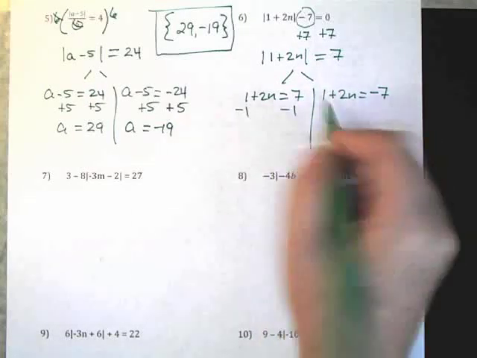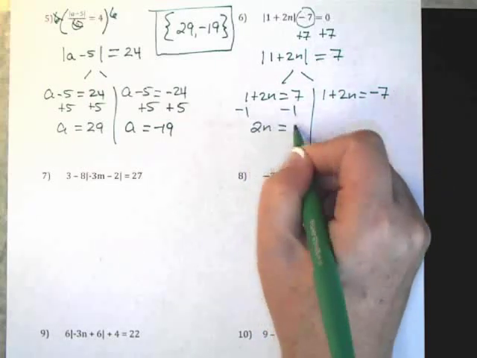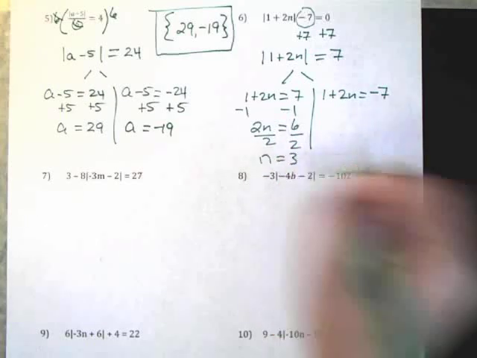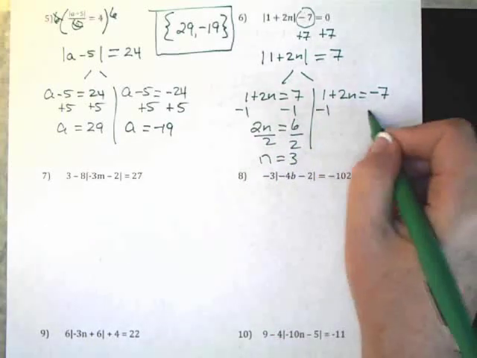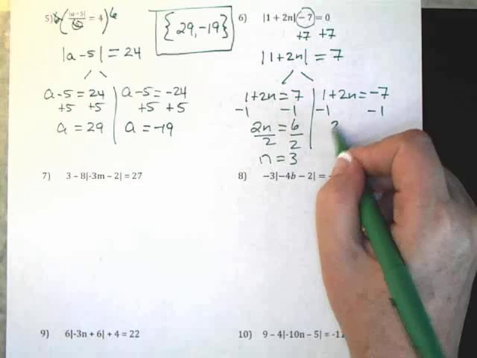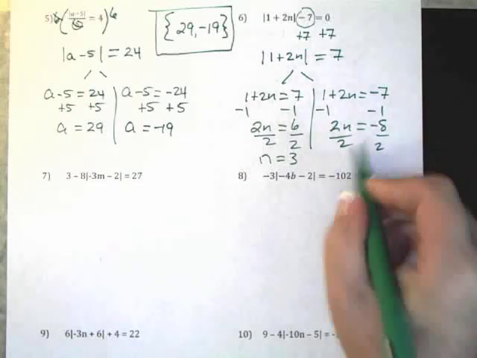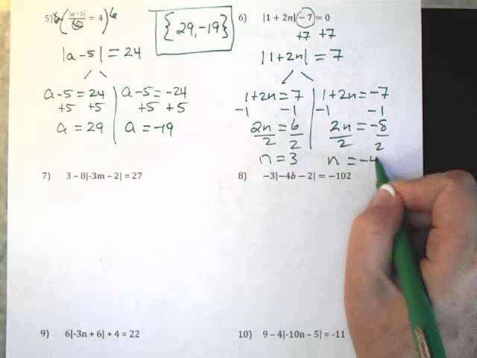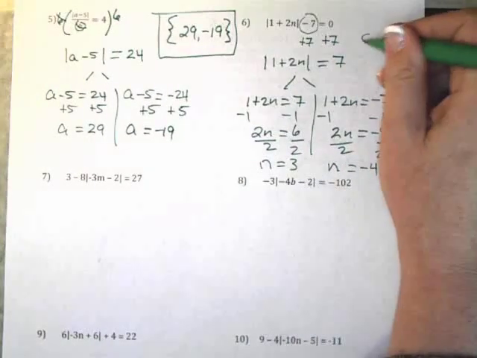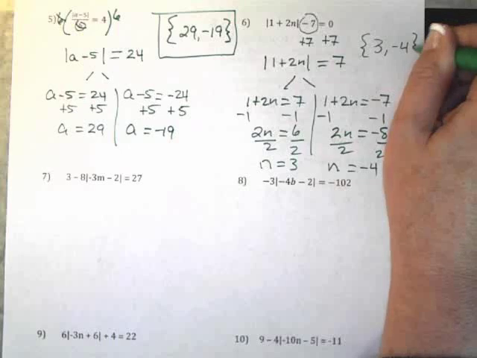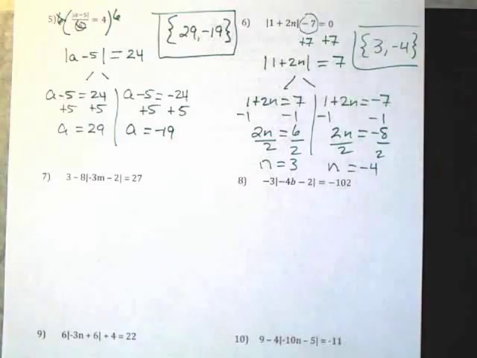Solving each one of these by subtracting 1 and then dividing by 2, n is equal to 3. Subtracting 1 and dividing by 2 on the second equation gives us n is equal to negative 4. So our two solutions are 3 and negative 4.